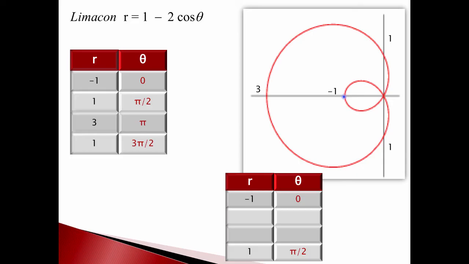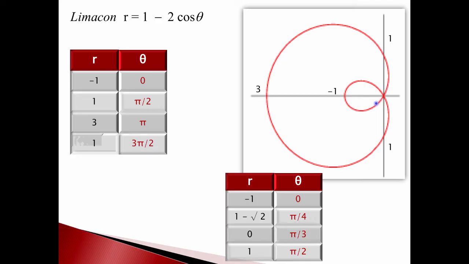So when theta is 0, r is -1. By the time we got to pi over 2, r was +1. What happens in between? Well, let's try pi over 4. So at pi over 4, you plug in pi over 4 and you get 1 minus square root of 2. Square root of 2 is like 1.4-ish. So that's a very slightly negative number. So at theta equals pi over 4, which we'd expect to be plotting over here somewhere, we actually get a slightly negative number. That's why we're plotting something here.